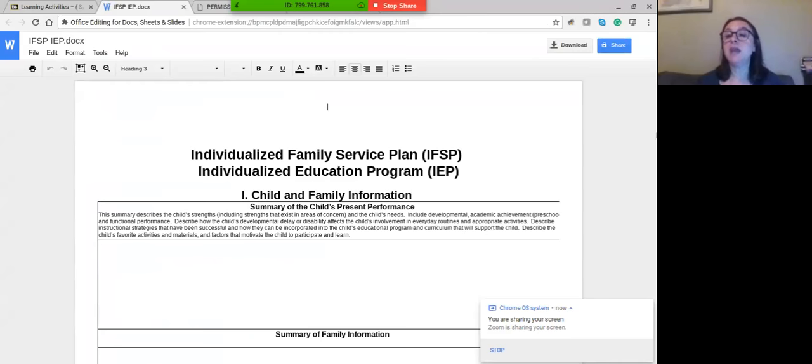So once again, like the midterm, this is going to be something that you're going to fill out. It has specific questions on it. The first is going to be the summary of the child's present performance, strengths, areas of concern, development, academic achievement. These are things that you'll probably really get from talking to the parent, and you're going to synthesize this into the summary of the child's present performance. We want to see what you know.